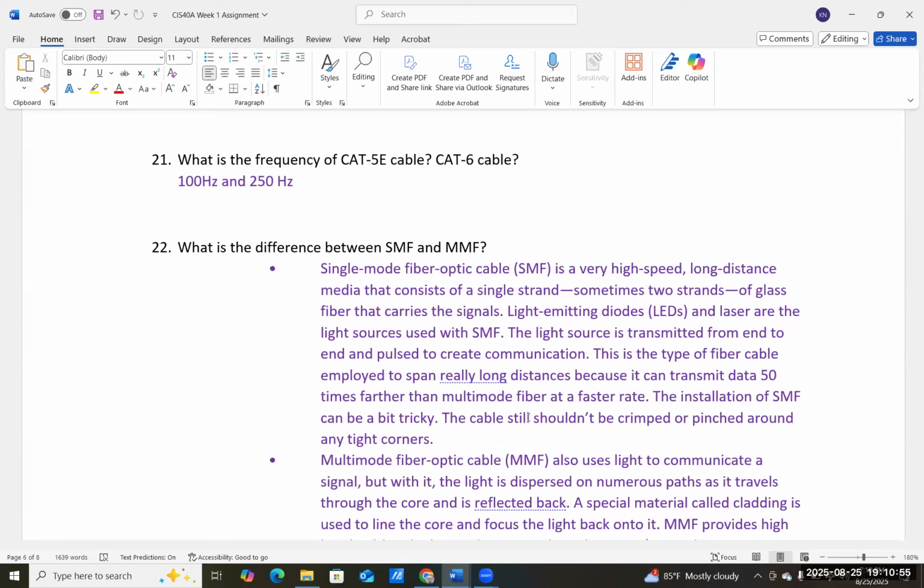Okay, so what it does is pulse the light, right? And that's how it sends the data. That means it's going to go 50 times further than your multi-mode.